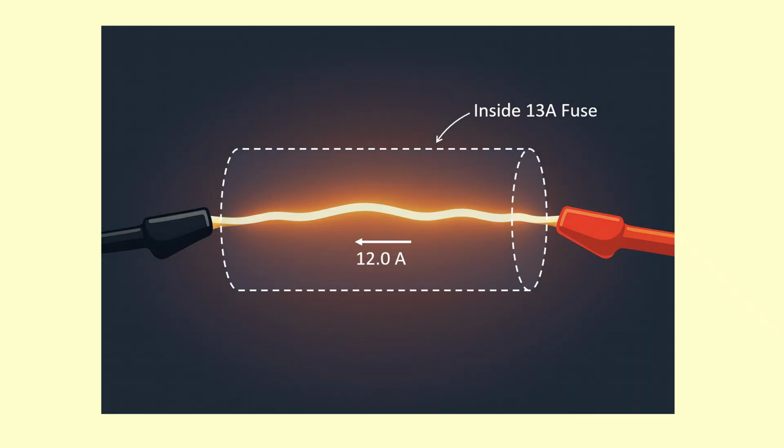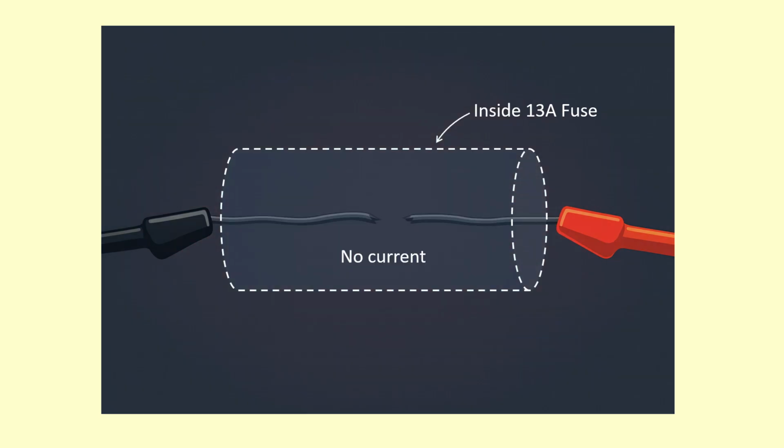Okay, then I put 12 amps, it's still working, but you can see it's getting a lot hotter and the wire is starting to heat up. But if I put a 14 amp current through it, then it's actually going to melt the center of the wire there, and it's going to stop, and the current is going to stop flowing.